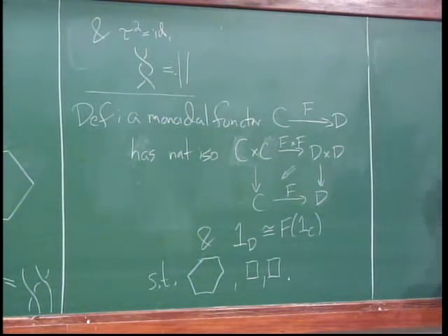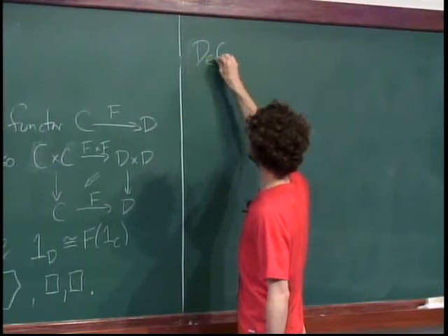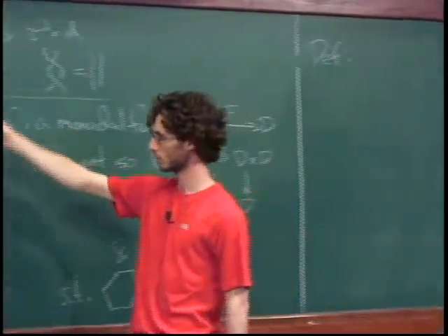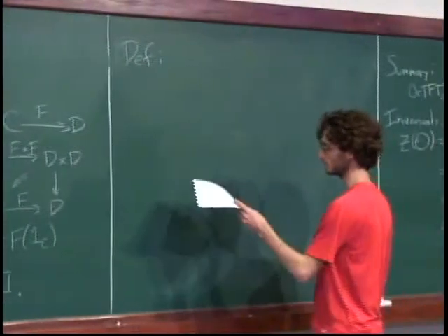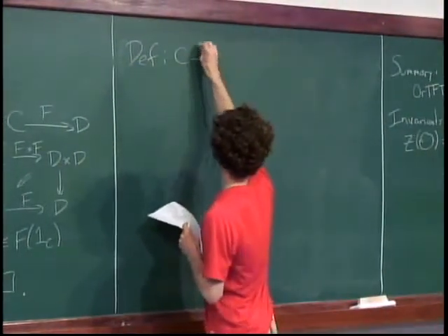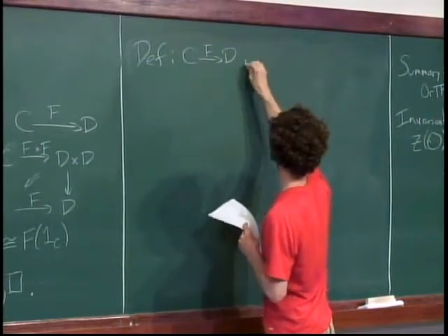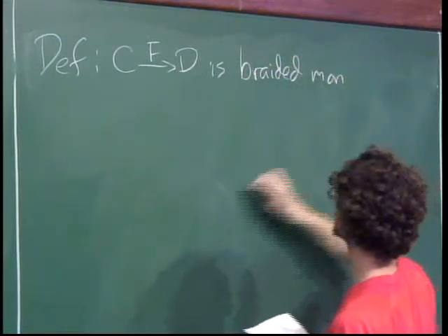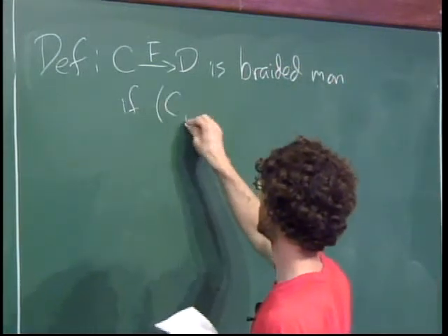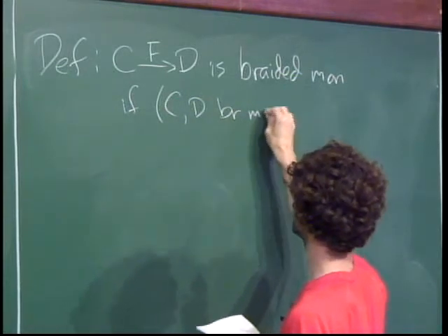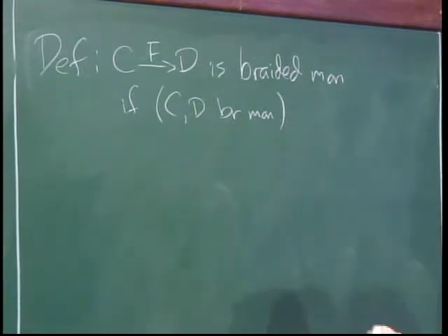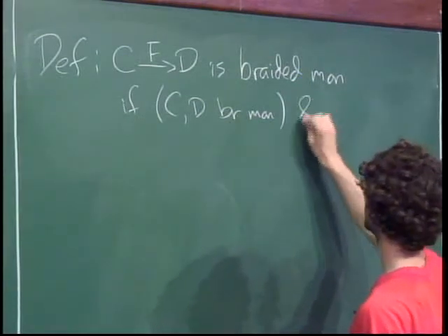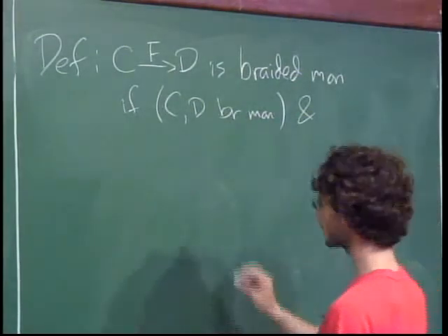Okay, but we really wanted a symmetric monoidal functor, so we need to keep going. And in fact, as long as we're on the way, let's say what a braided monoidal functor is, because we're going to be using braided monoidal categories a lot. So a functor is braided monoidal if, well, we need C and D themselves to be braided monoidal, and then we need to satisfy just one coherence condition.